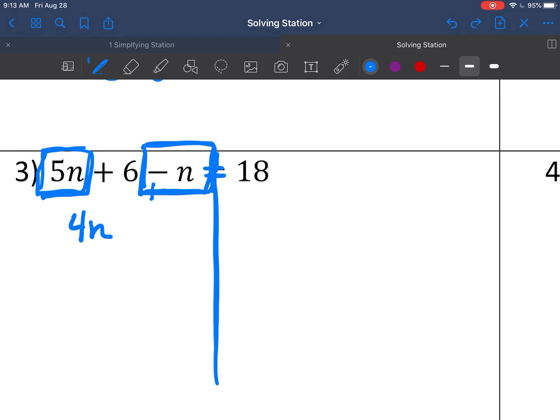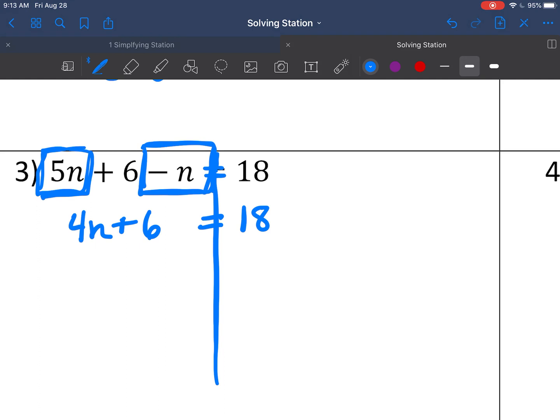So do not change this to a plus n. A lot of students want to do that. When you're combining like terms, you don't change anybody's sign. All we are doing is simplifying this left-hand side first by combining those like terms. Okay, so the simplified left-hand side says 4n plus 6 equals 18.